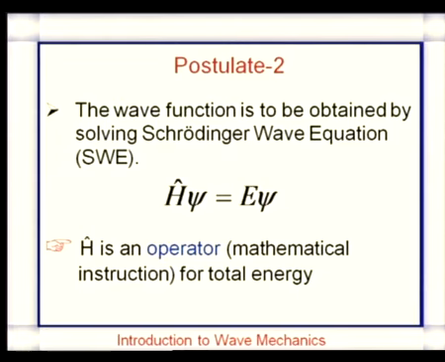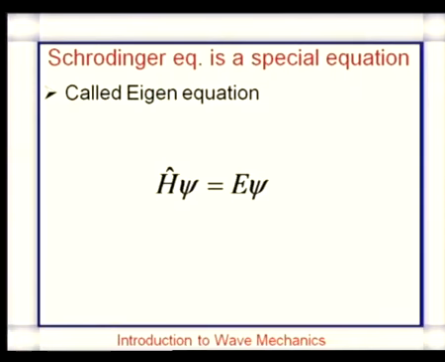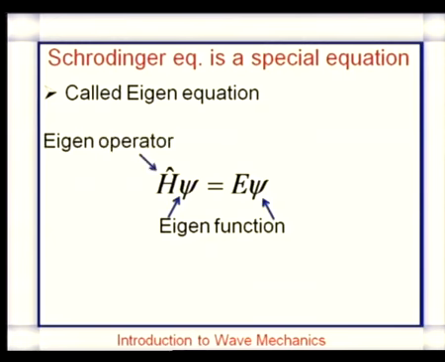We'll talk more about it when we move further. And then one more thing we have to understand here is this Schrodinger wave equation is a special kind of an equation, wherein the function psi is called an eigenfunction, the operator is called an eigenoperator, and this constant here an eigenvalue, and this equation, as I mentioned earlier, is called an eigenequation.